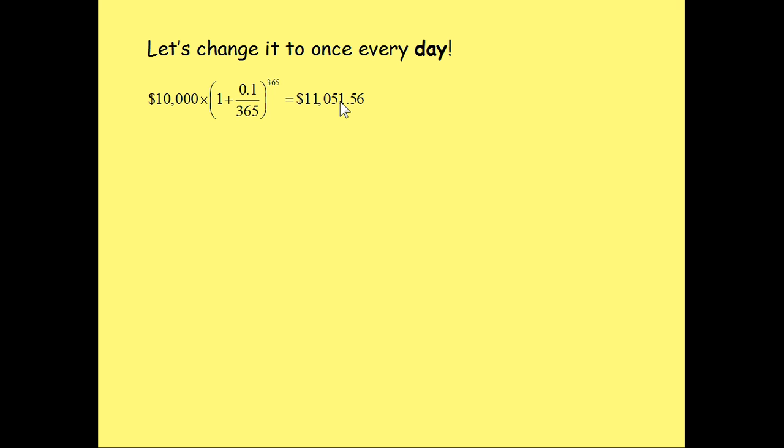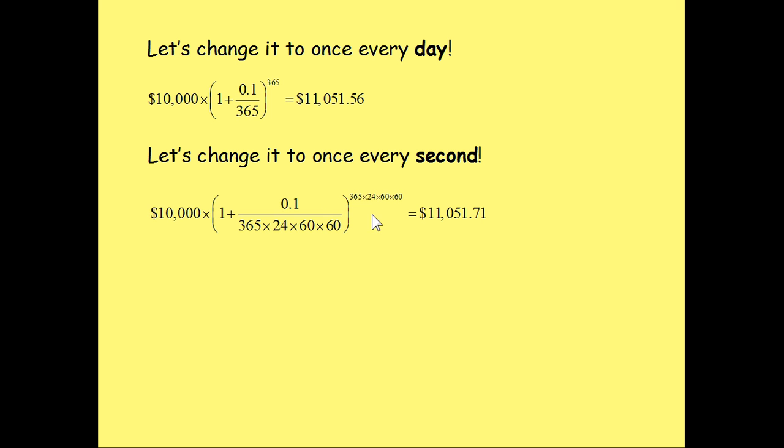This is better. The more frequently we calculate the interest, the more interest on interest we get, and the more growth we get in the money. If we change it to every second, it gets even more ridiculous, right? So this number is just ridiculously large. This is the number of seconds in a year. And now again we see that the money has gone up. It's only gone up by about 15 cents, but it's gone up.